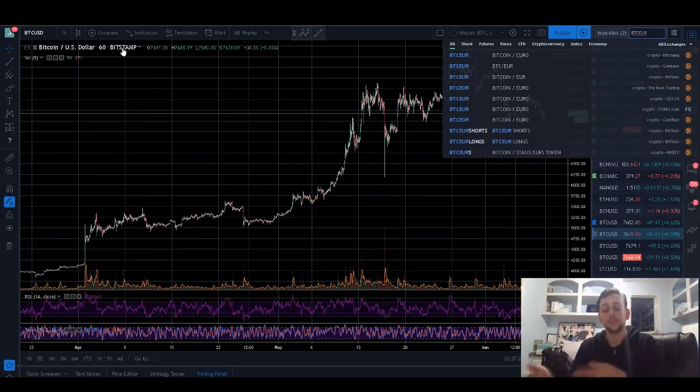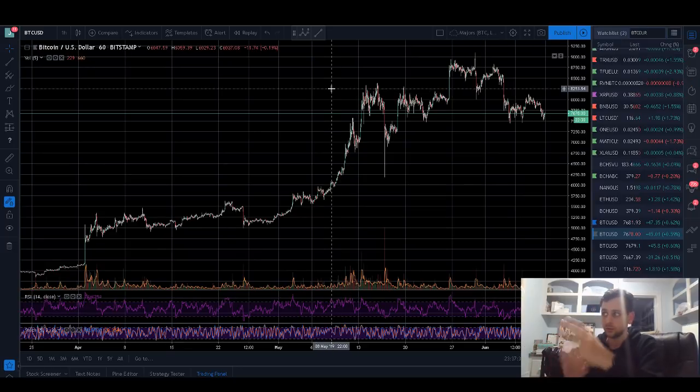If you're using Bitstamp to buy and sell your Bitcoin, do an analysis on the Bitstamp version of the chart. Hopefully that clarifies how markets work and why we have so many different charts available.